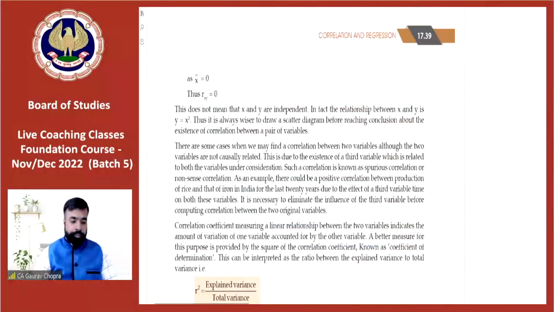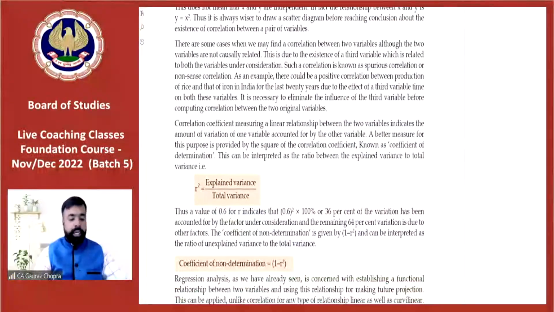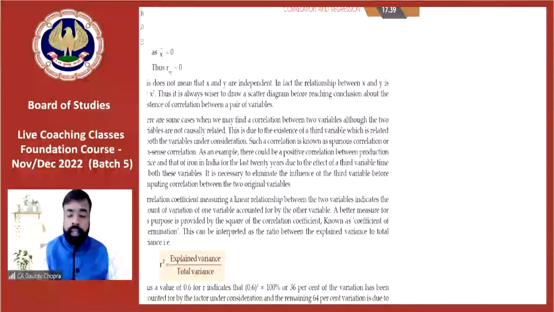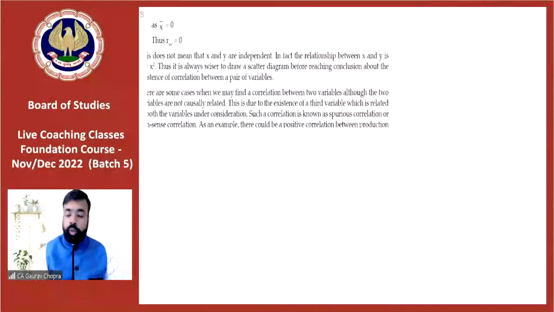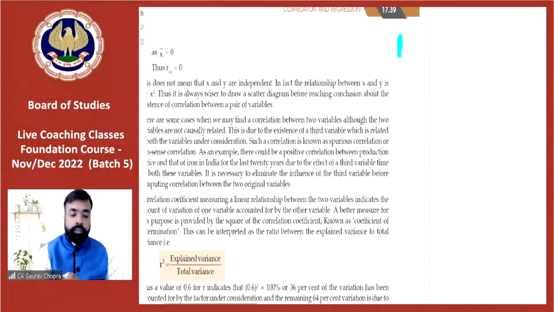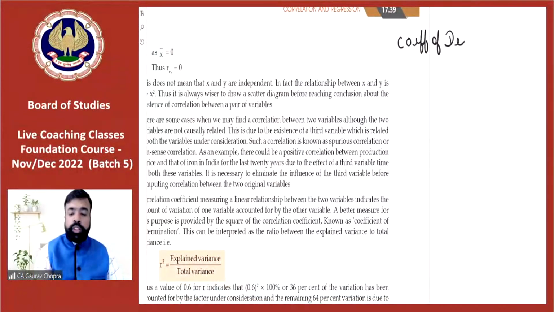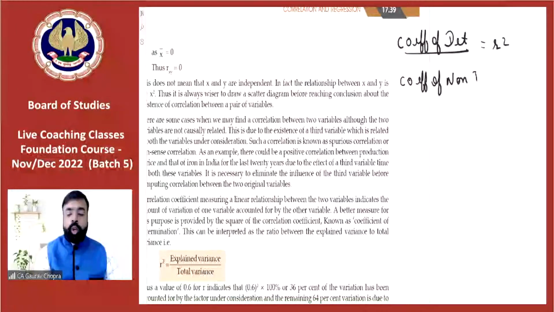Then, yes, explained and total variance. So we had discussed one topic that was coefficient of determination. It is simply denoted by r square, and the second one is coefficient of non-determination. It is denoted by 1 minus r square.